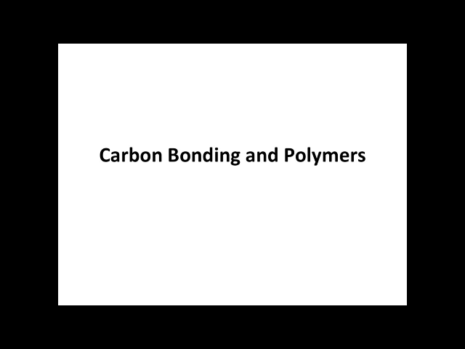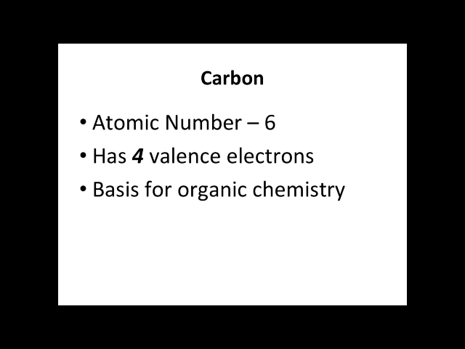Carbon bonding and polymers. So when we look at carbon, we know it has an atomic number of 6 and has 4 valence electrons. So what it likes to do is it wants to get to 8, follow the octet rule like every other element. And a lot of times carbon will form bonds with itself.